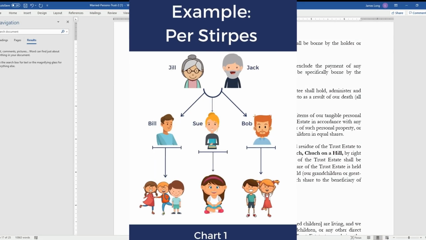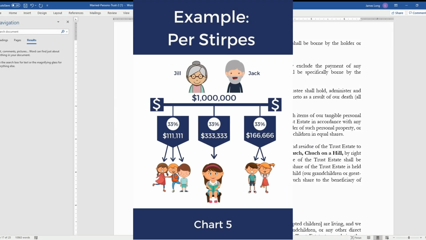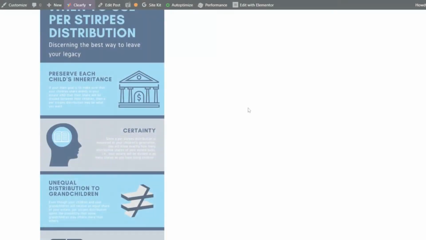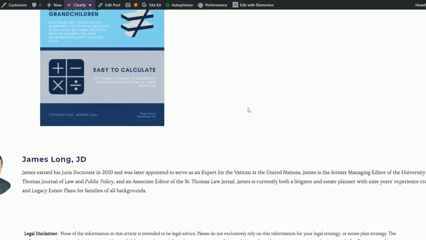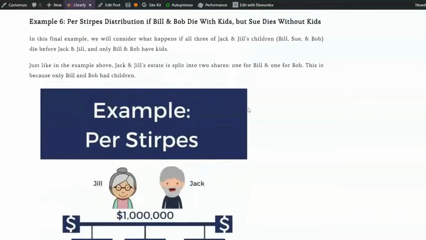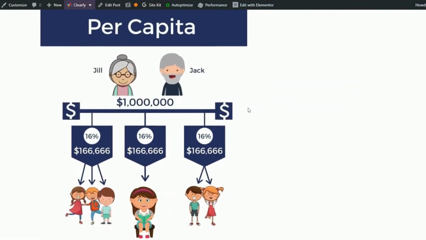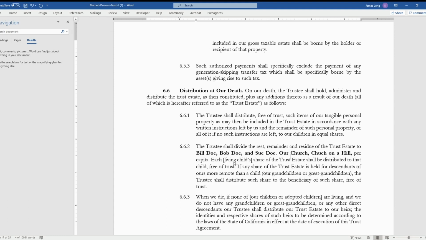So in this case here, if Sue died before Jack and Jill and she had kids, Sue's kids can get her share. But if she doesn't have kids and she dies, then the share just gets split between Bob and Bill. Okay? That's called per stirpes. I've got a blog post about per stirpes distribution with charts and examples and details so you can see how that works.